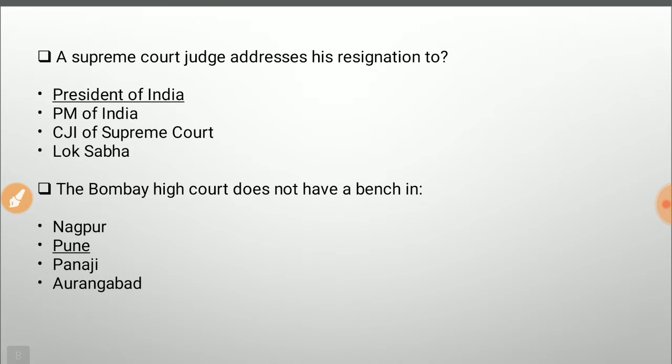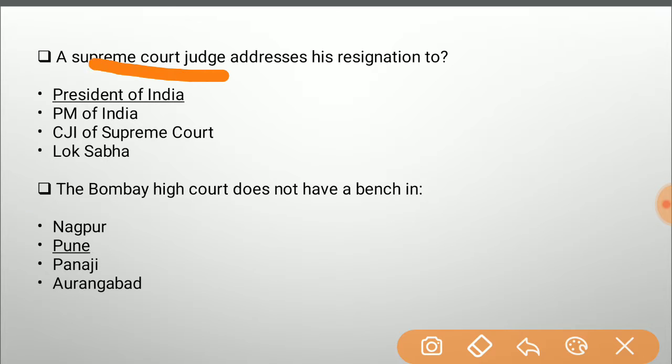Okay. The Supreme Court judge addresses his resignation to the President of India. A Supreme Court judge can resign by addressing a letter to the President of India, because the President appoints the Supreme Court judge, and the appointing authority is the same post which will be the resignation addressal authority. The Bombay High Court has benches in Nagpur, Panaji and Aurangabad. Panaji is in Goa, and it does not have a bench in Pune.